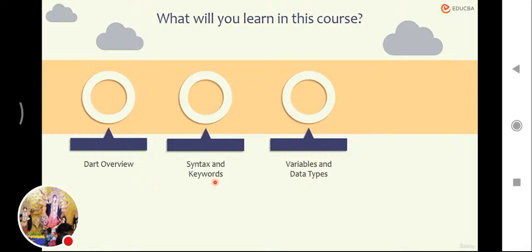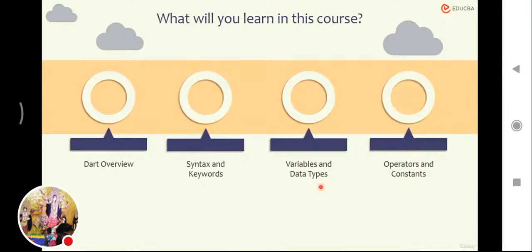Then we would move ahead with how to create variables, what are variables, how to store values in variables, along with different types of data types which are available in Dart programming. And finally, we would complete this particular beginner level with operators and constants.